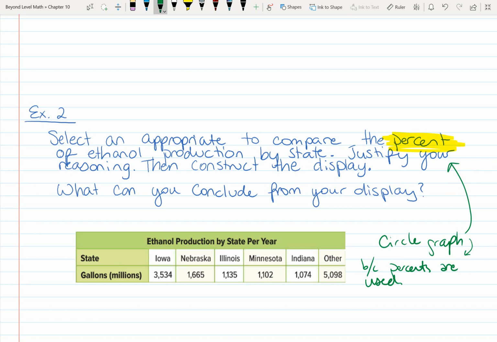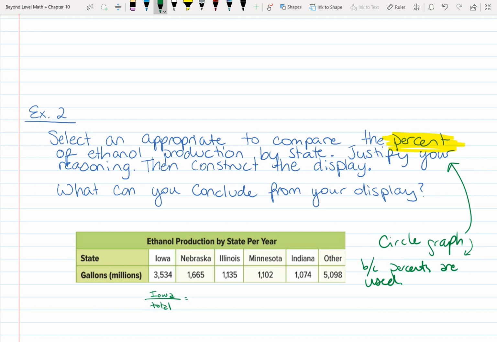To construct the display, we are only given the number of gallons of ethanol production by state. That's not the percent. It wants us to find the percent, but it only gives us the number of gallons. So percent is part to whole. So to find the percent for Iowa, we would put Iowa over the total, and that'll give us a decimal, which we'll convert to a percent.